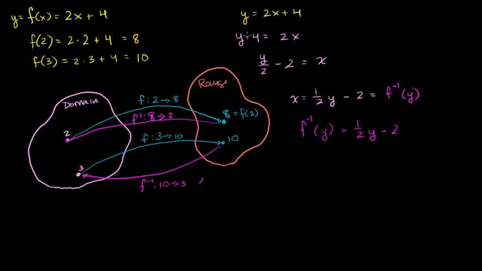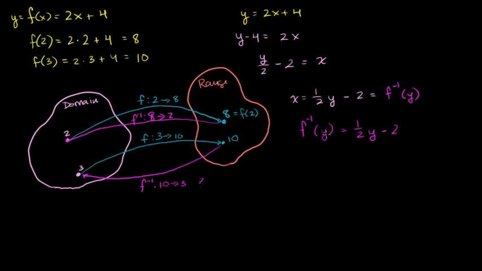So all we did is we started with our original function, y is equal to 2x plus 4. We solved for y in terms of x. Then we just do a little bit of algebra, solve for x in terms of y, and we say that that is our inverse as a function of y, which is right over here.